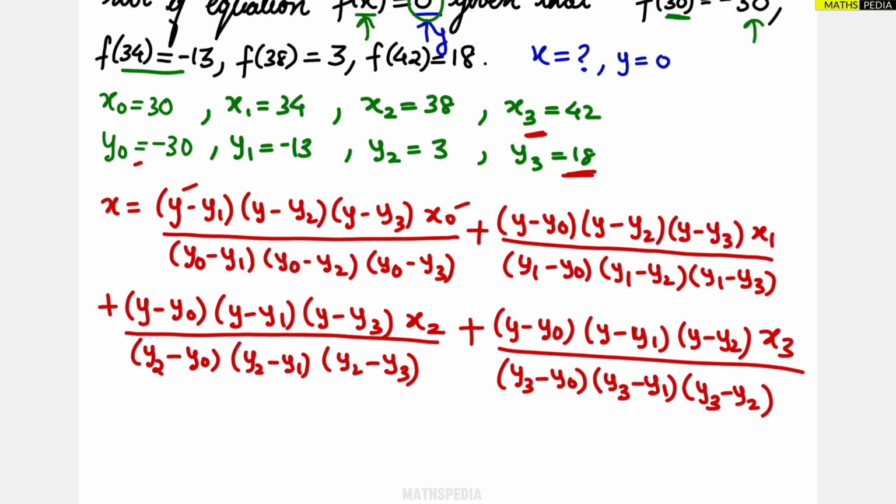Now we have to substitute all the values. See, all the values are given over here, direct substitution. Remember, here y is equal to 0 you have to substitute. So wherever y is there, 0 you have to substitute. y1 value is minus 13, so it will be 13. So directly I am going to write all the values.